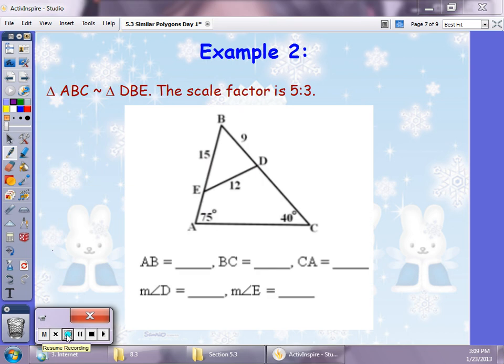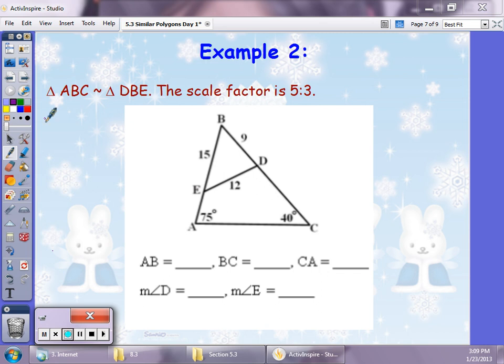Here we are given that triangle ABC is similar to triangle DBE, and the scale factor from triangle ABC to triangle DBE is 5 to 3. The first thing I want to do is to go ahead and write what angles are congruent in ABC to what angles in DBE, and also what sides are similar.